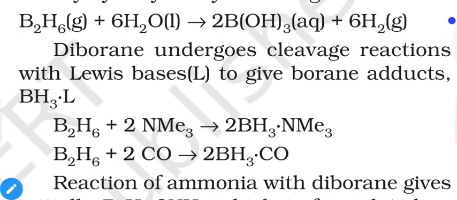With water it produces boric acid, and with Lewis bases it undergoes a cleavage reaction to give boron adducts. As mentioned, B2H6 with NMe3, where Me represents methyl groups, produces BH3NMe3. As we already know, boron hydride is an electron-deficient compound, so it has an empty orbital, that's why it can accept the electron pair which is already present in nitrogen, and that's why these types of bonds occur. The same goes with carbon monoxide. With carbon monoxide again it can accept an electron pair and act as a Lewis acid.